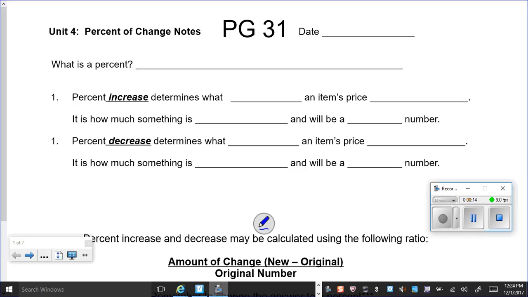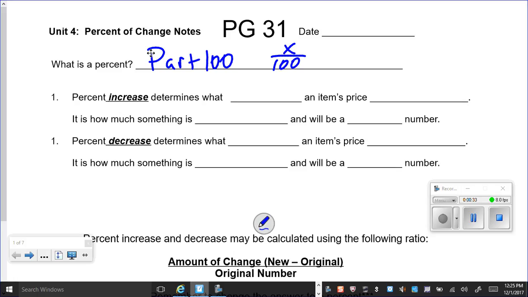We're on page 31 of our notes, page 31. We're going to start with what is a percent? A percent is simply a part of 100, right? And it's always x over 100. What number over 100?